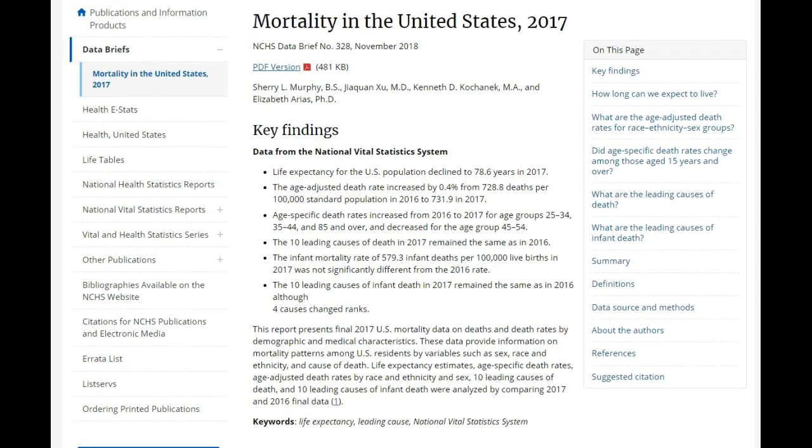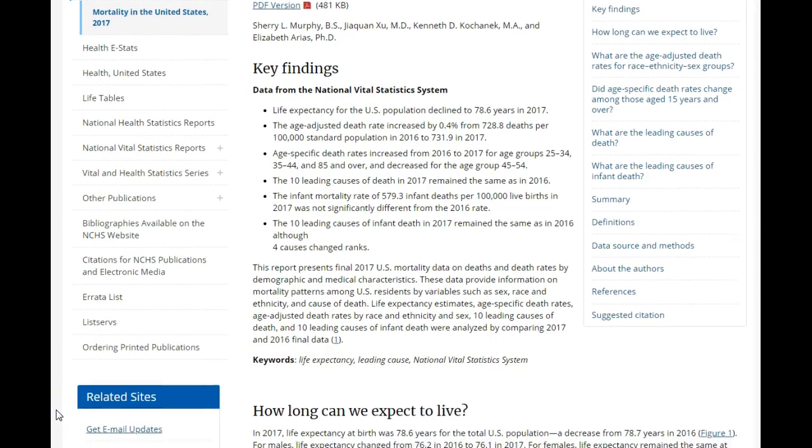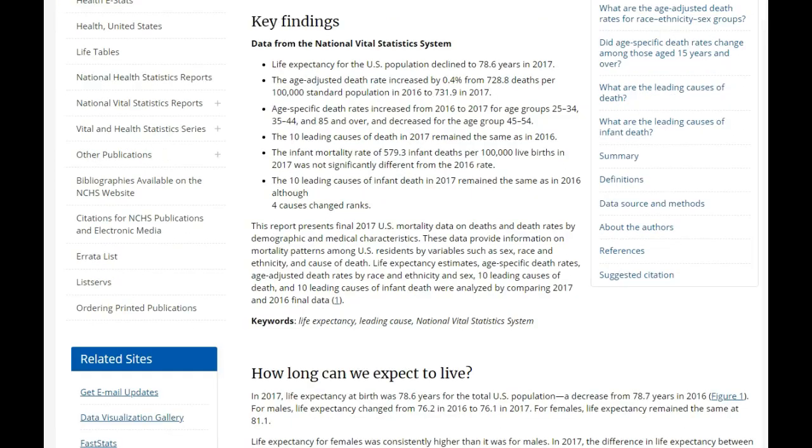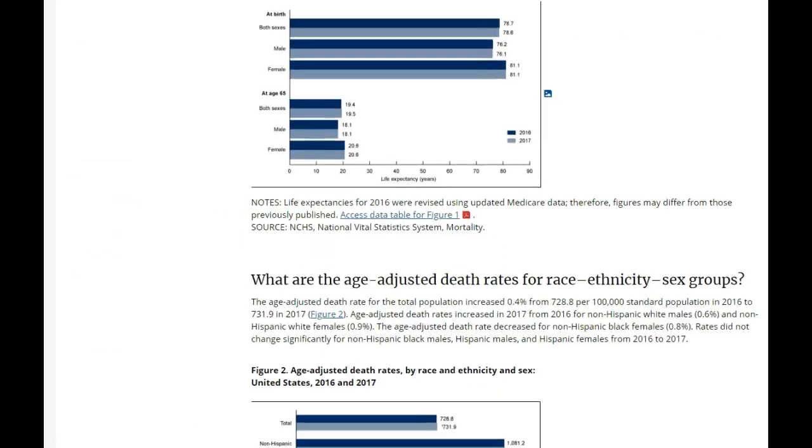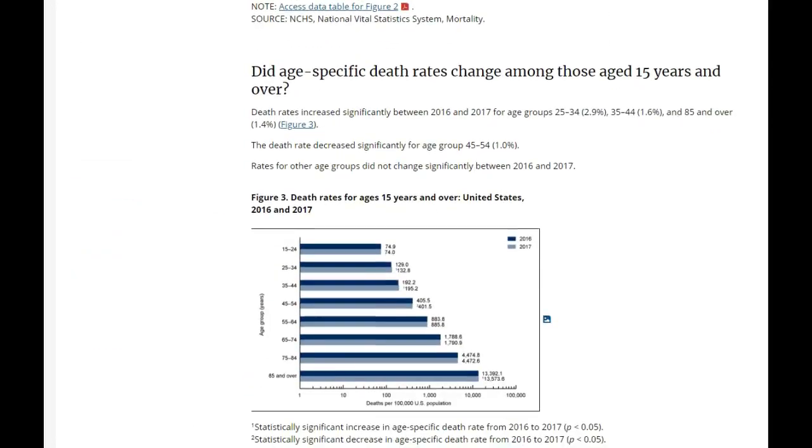Life expectancy is declining, the death rate increased by 0.04%, age-specific death rates increased, and the 10 leading causes of death remained the same as in 2016. There's some information about infant mortality rates, the causes of death for infants, and other information. Let's scroll through the report until we find the leading causes of death. This is on figure 4.